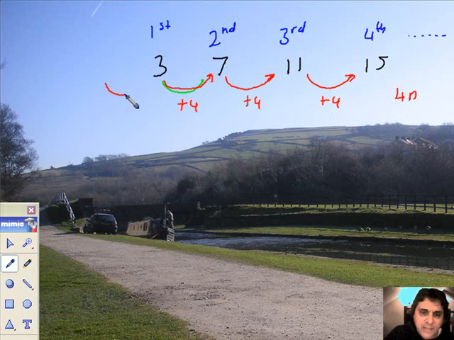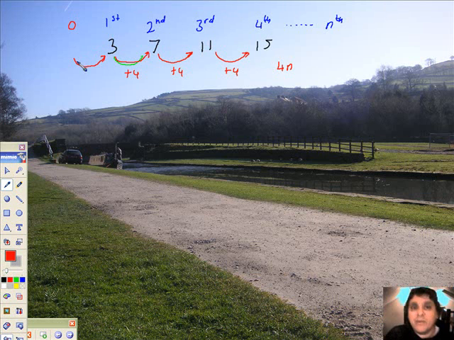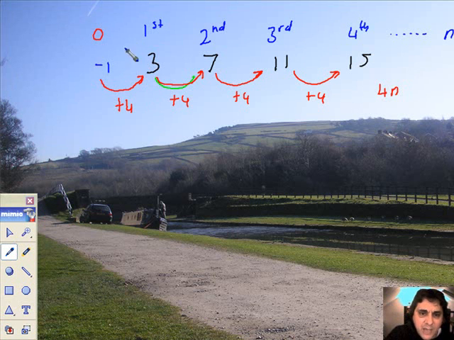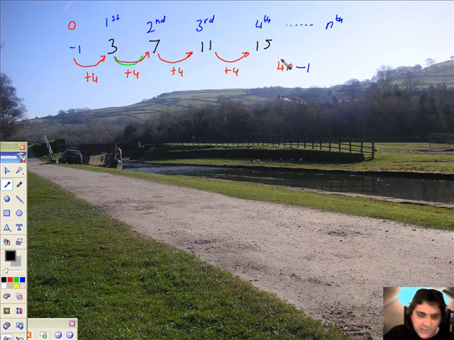So working backwards then, to find the 0 term, the 0 member of the family: what number, when you add on 4, becomes 3? Answer, minus 1. Minus 1 plus 4 makes 3, and minus 1 is the 0 term. So the final rule is 4n minus 1. But is it correct? Let's test it out right now.